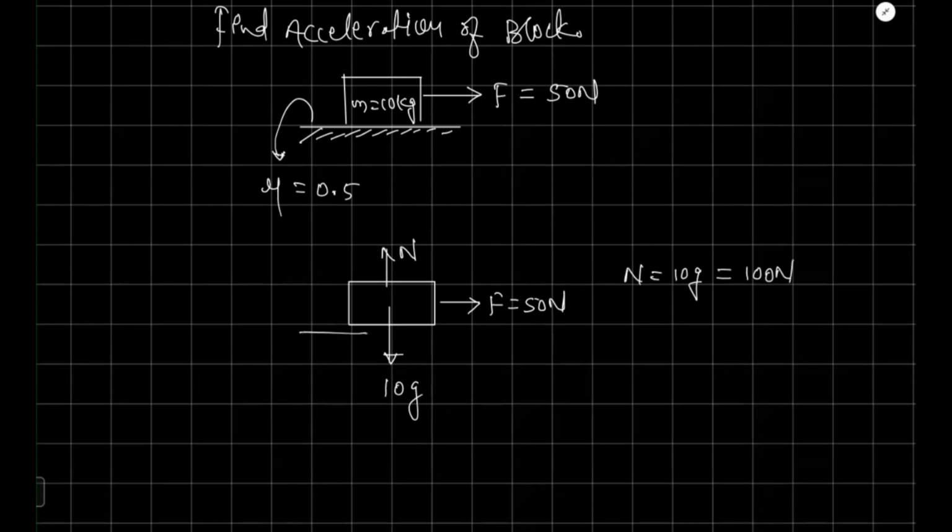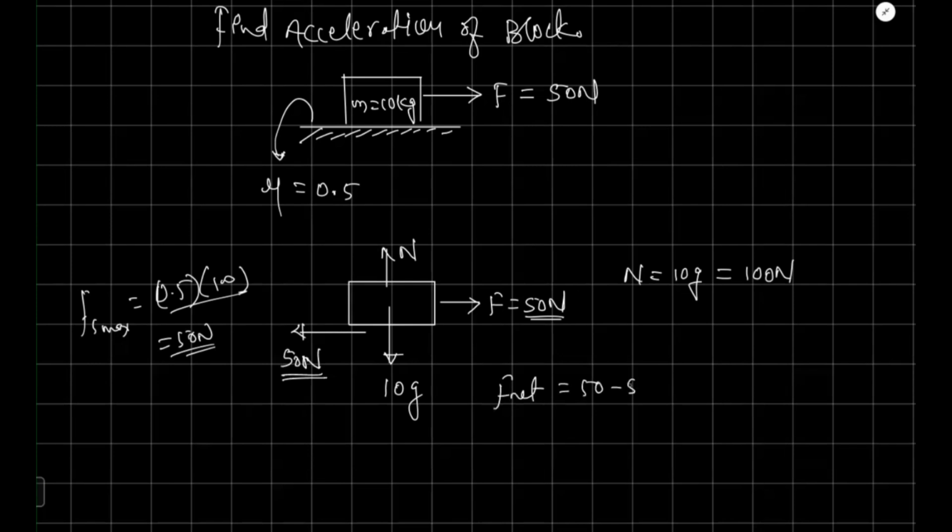And if you see the friction force on this one, it's 50 Newton. Here you try to figure out fs max, so that will be 0.5 into N, and N is 100, so it will come to 50 Newton. So our maximum friction force is acting in the backward direction, that is 50 Newton. So I can say F net is equal to 50 minus 50, which is equal to 0, which is equal to mass into acceleration. So acceleration will also be 0.